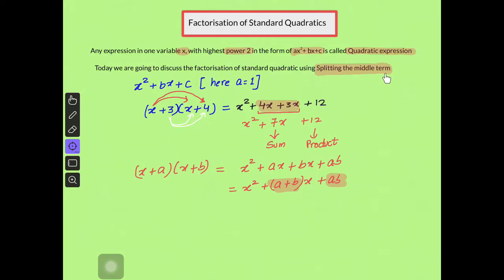Splitting the middle term is actually a very easy method. So here I have written one quadratic equation for you: x squared plus bx plus c, and we are taking a equals 1 here. The coefficient of x squared is 1. So bx plus c is okay, no problem. The other cases we can discuss later.